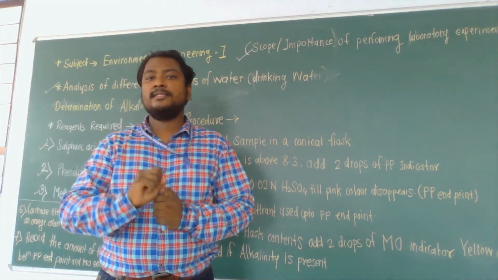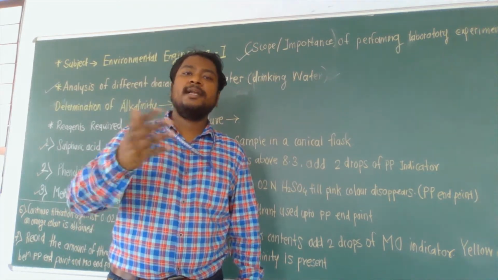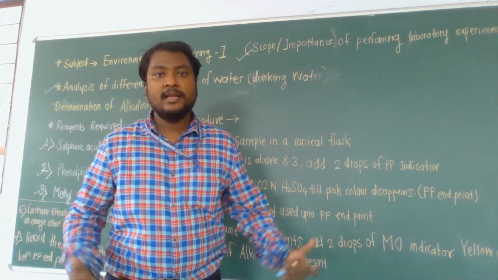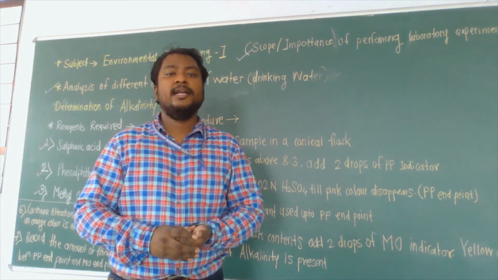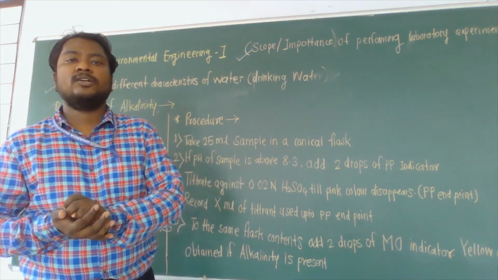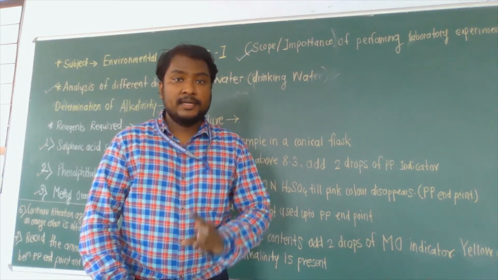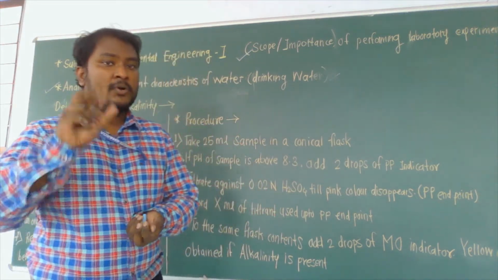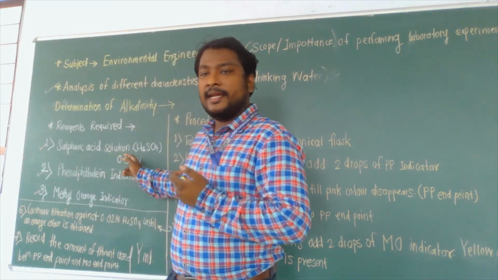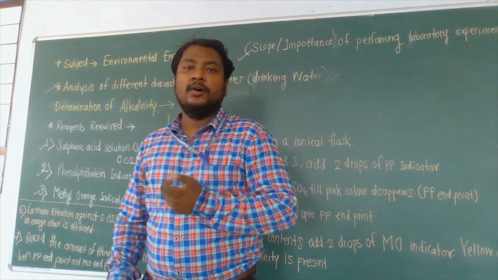We are not going to alter or change the sample, we are going to use two indicators at a time, because alkalinity exists in different forms at different pH ranges. Sometimes alkalinity is present alone, or sometimes a combination of one or more forms of alkalinity is present. Hence there is a necessity of using two indicators at a time, and these are the most common indicators. One is phenolphthalein indicator, and the second is methyl orange indicator.